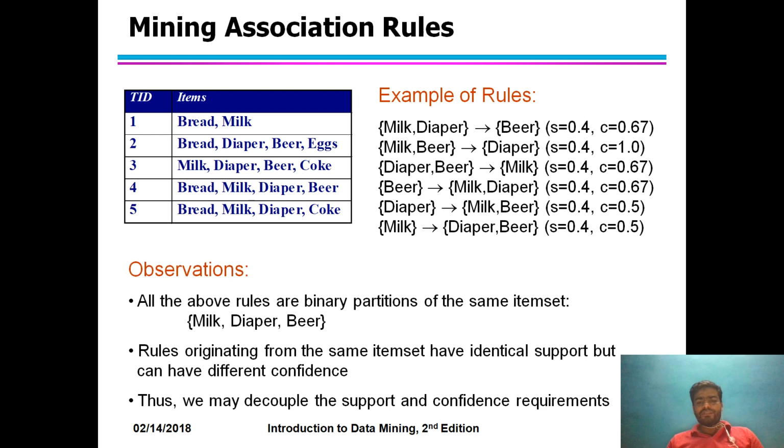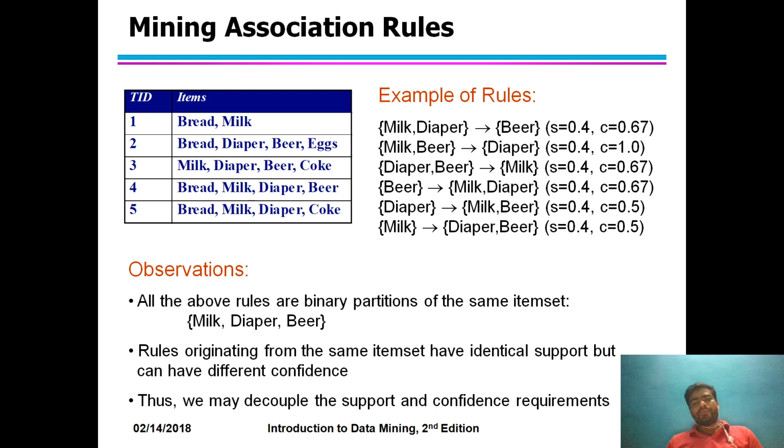So what observations do we find from these association mining rules? All the above rules are binary partitions of the same item set. Binary partition means that in every transaction we have either milk, or diaper, or beer. Rules originating from the same item set have identical support but can have different confidence.